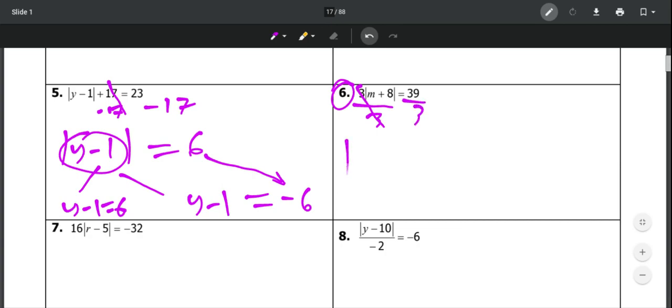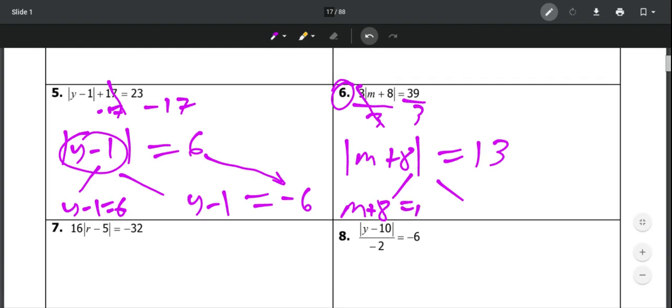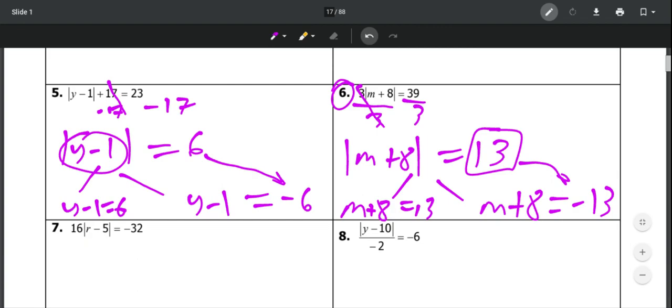So we're going to divide both sides. The absolute value of m plus 8 is going to equal 39 divided by 3, which is 13. Then we're going to do our second step, create 2 cases. Take the inside of the absolute value and set it equal to the original value, which is 13. Then make another case: keep the inside of the absolute value, m plus 8, and make the 13 a negative. And then work that out the same way.